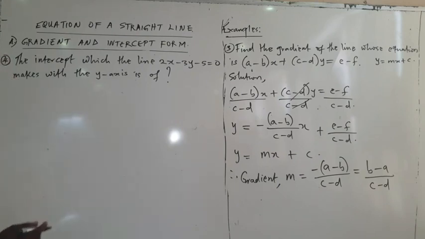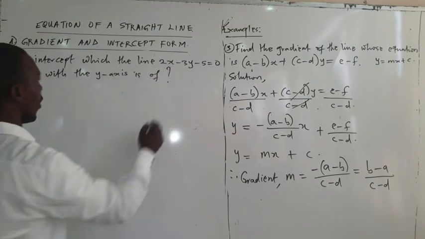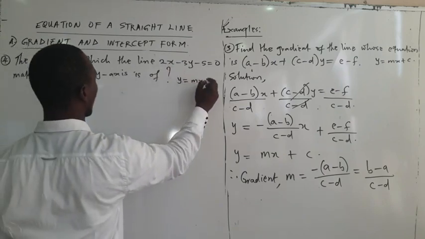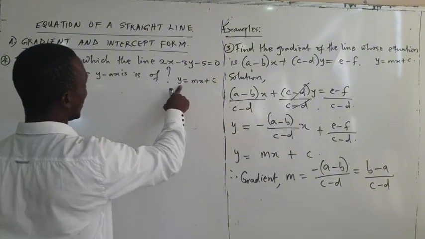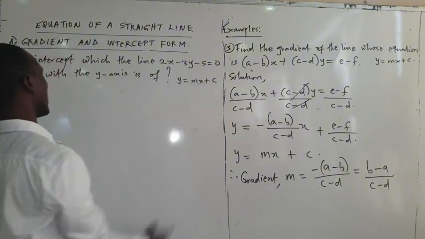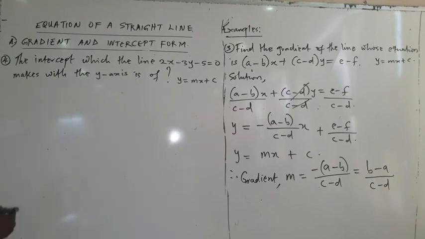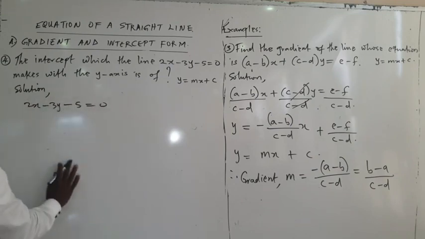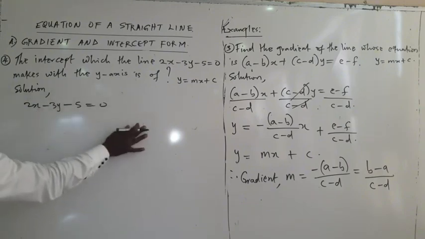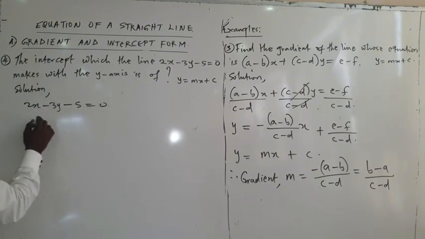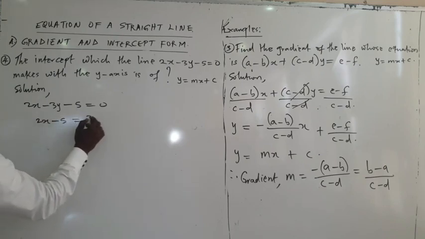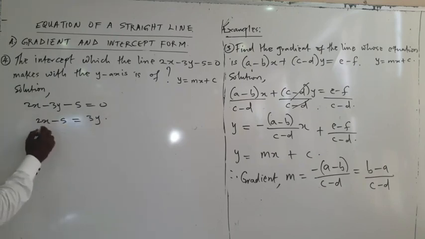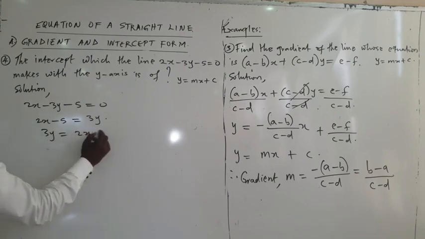So the next thing to do is to express this equation in the form y equals mx plus c, where y is y, x is x, m is the gradient, and c is the y-intercept. So make y the subject of the formula. We have 2x minus 3y minus 5 equals 0. Transfer minus 3y to the other side, so it's going to be 2x minus 5 equals 3y. So you now write it as 3y equals 2x minus 5.